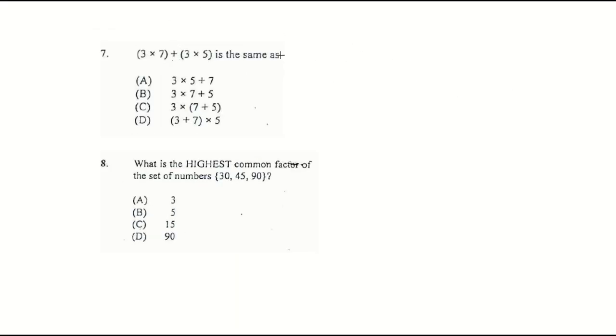This is the same as, so we know that they have 3 in common, so that's 3 open bracket 7 plus 5. Right? Which is 3 multiplied by 7 plus 5. So the answer is C.